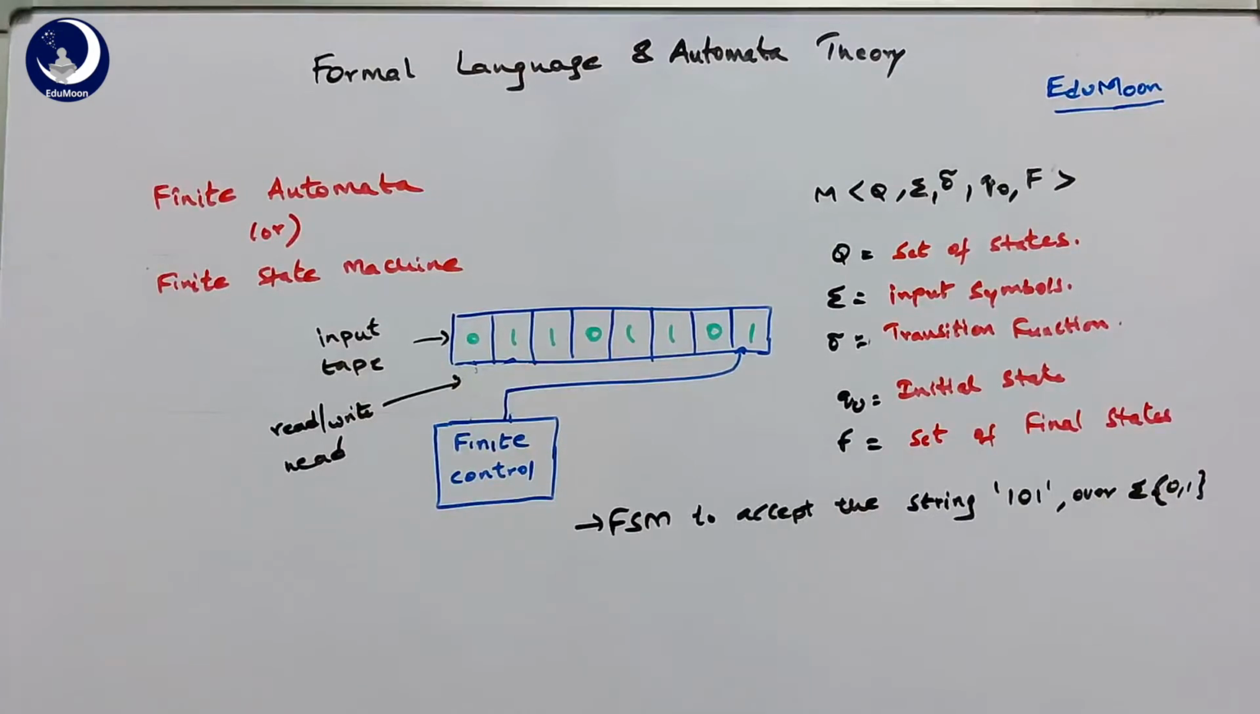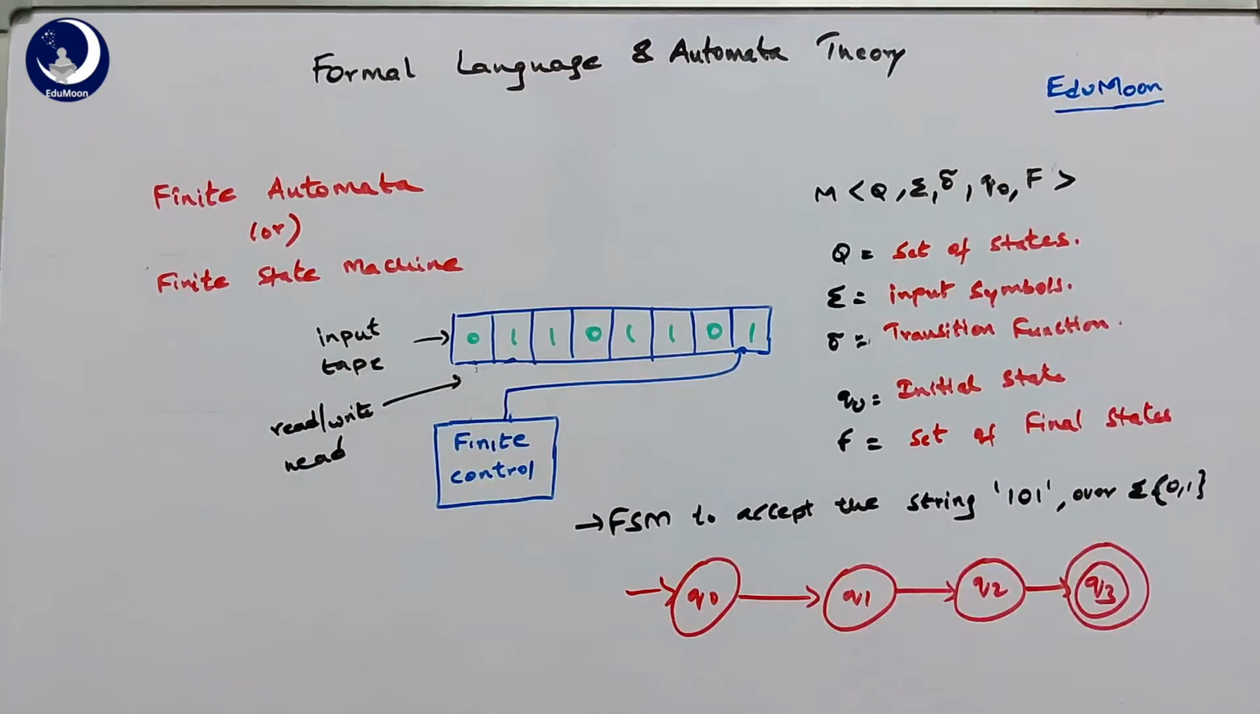For example, if we take a finite state machine to accept the string 101, where sigma equals 0, 1, the machine looks like this, where Q0 is the initial state and Q1, Q2, Q3 are the remaining states. Q3 is the final state. We denote that final state using a double circle. So Q0 on 1 goes to Q1, changing the state from Q0 to Q1, and in Q1 after reading the symbol 0, it goes to Q2, and from Q2 after it takes the symbol 1, it goes to Q3 and it gets accepted. So this is a simple machine which accepts the string 101.